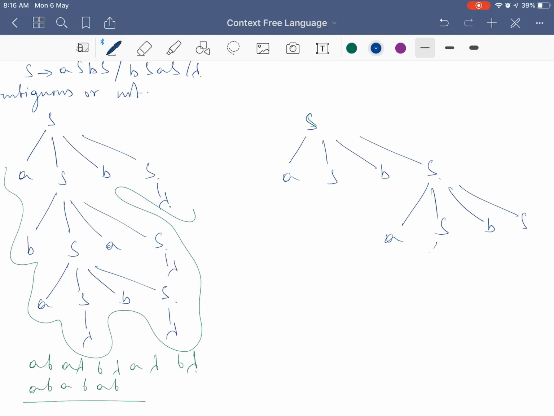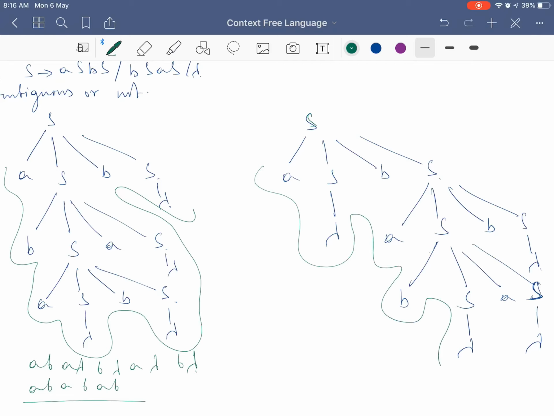This one I can replace it with bSaS. Then I will get ab, then ab, okay, fine. Then this S will be replaced by lambda, this S by lambda, this S by lambda, and this S by lambda. Now scan it from the left hand side. Now what else will you get? What are the strings you will get? A lambda, ab, lambda, a lambda, b lambda. Now remove all the lambda from here.